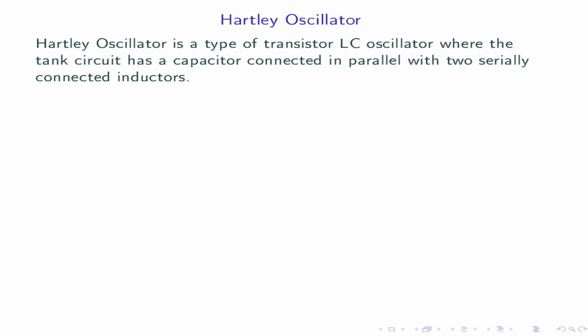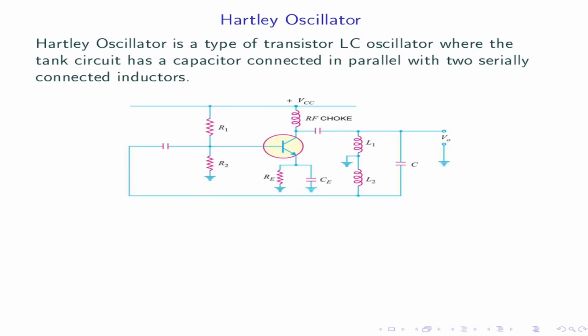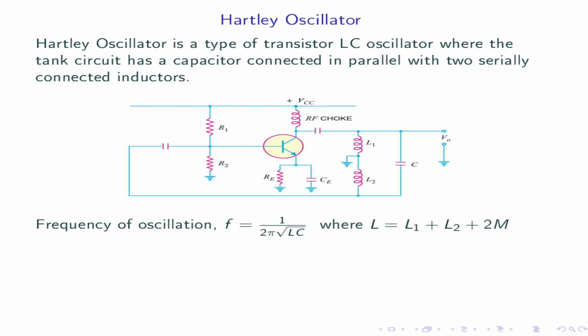Hartley oscillator. It is a transistor LC oscillator where the tank circuit has a capacitor connected in parallel to serially connected inductors. When the circuit is turned on, the capacitor is charged. When this capacitor is fully charged, it discharges through L1 and L2, which sets up an oscillation of frequency f equal to 1 by 2 pi root LC, where L is equal to L1 plus L2 plus 2M. M is the mutual inductance between L1 and L2.